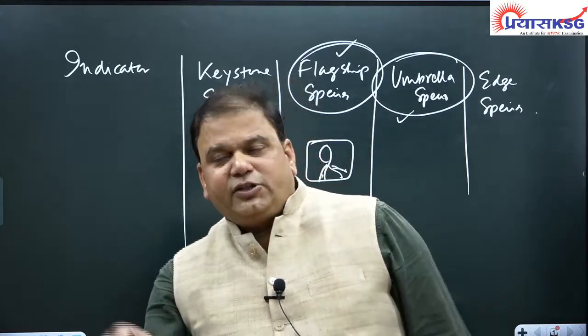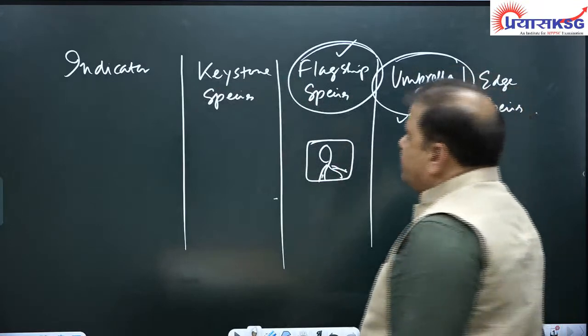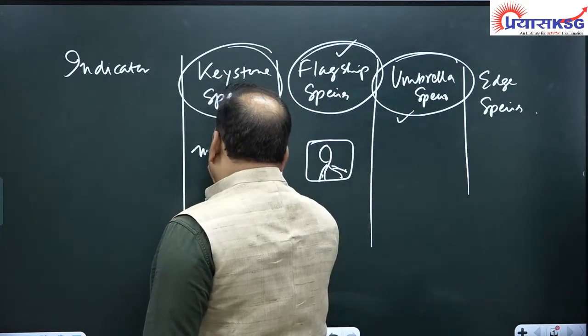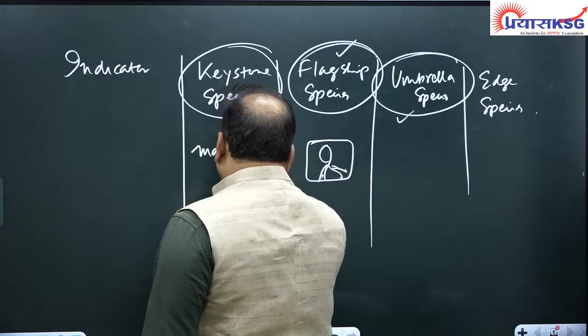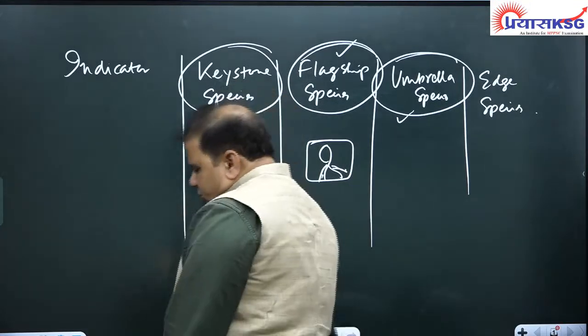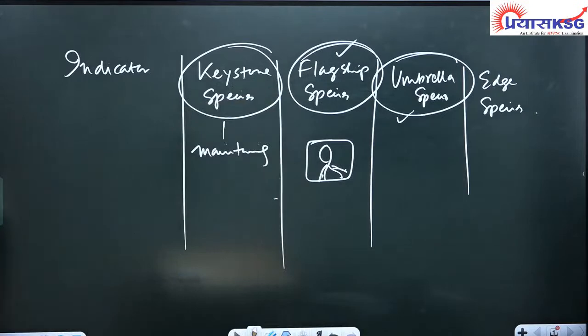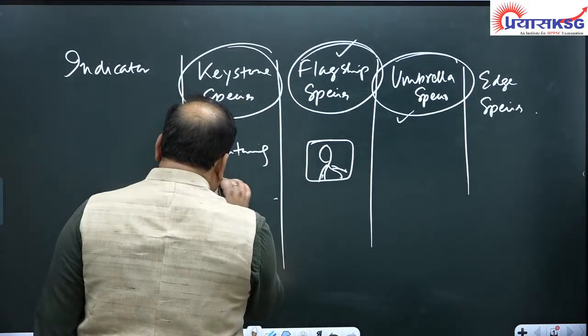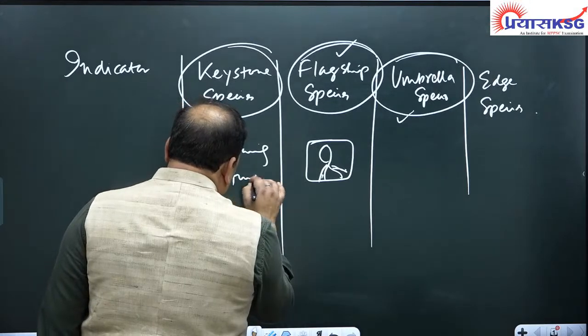Write down: keystone species are those which are responsible for maintaining the structure of the ecosystem.